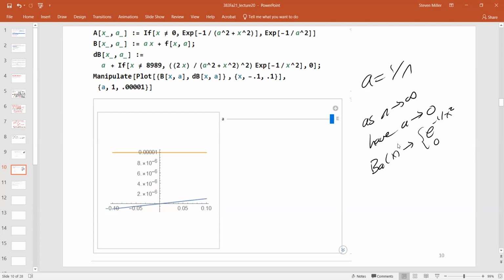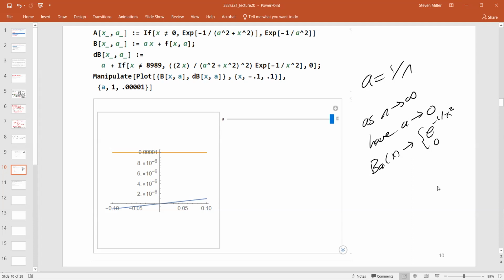And e to the negative 1 over x squared, if you try complexifying that, e to the negative 1 over z squared, if you approach along the imaginary axis, it goes to plus infinity. So this at least gives me a candidate to search for. And then I can try to play an interpolation game. Okay, any questions about this example?